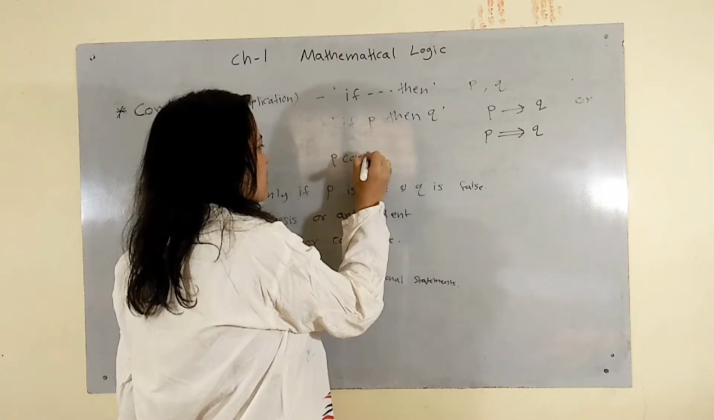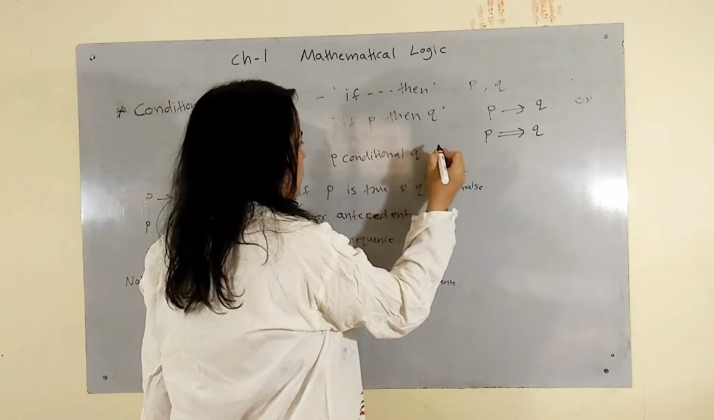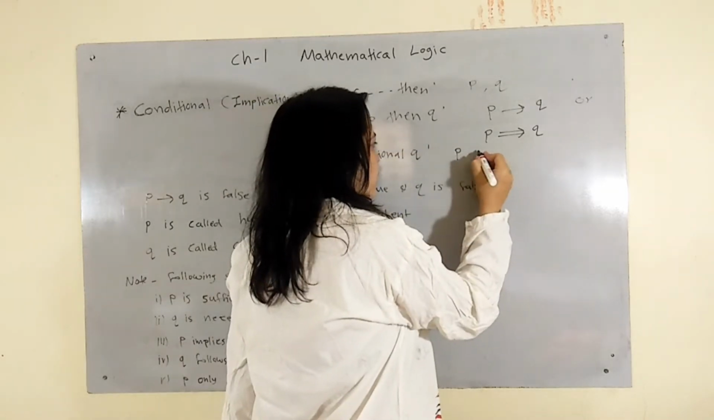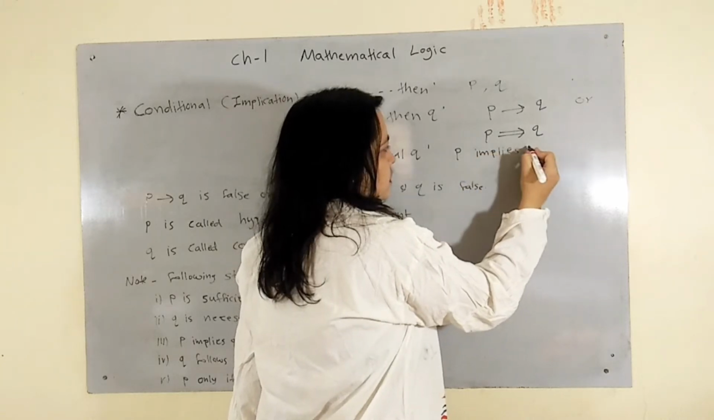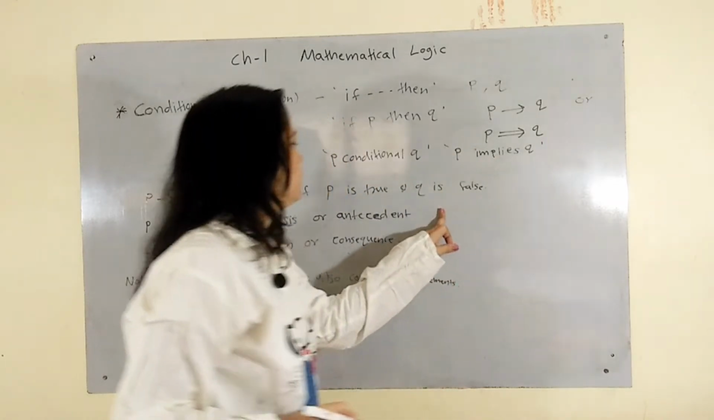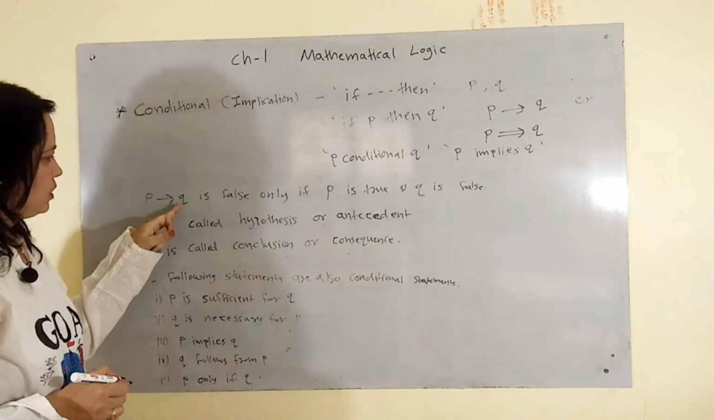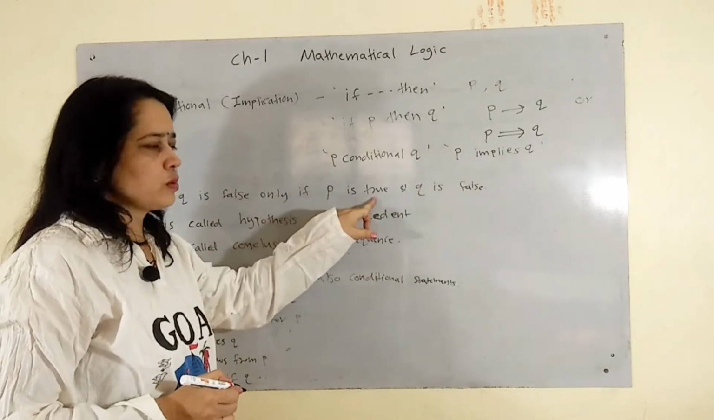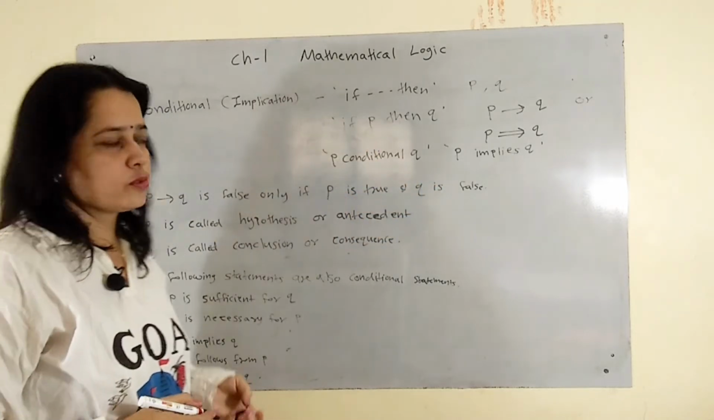P conditional Q, or P implies Q. Here the truth value of P implication Q is false only if P is true and Q is false. In other cases it is true.